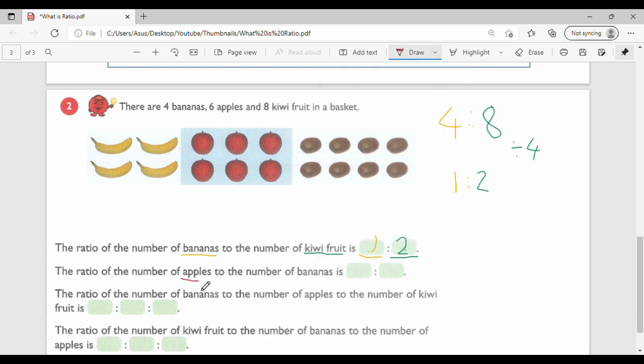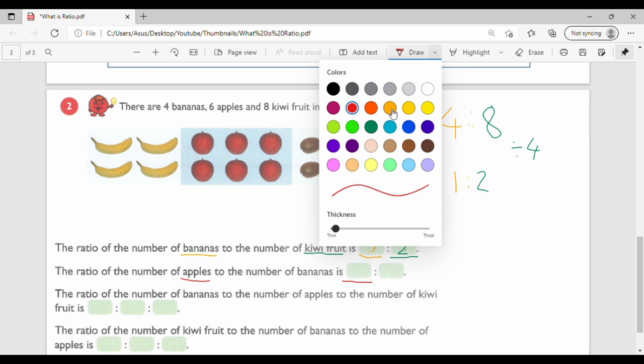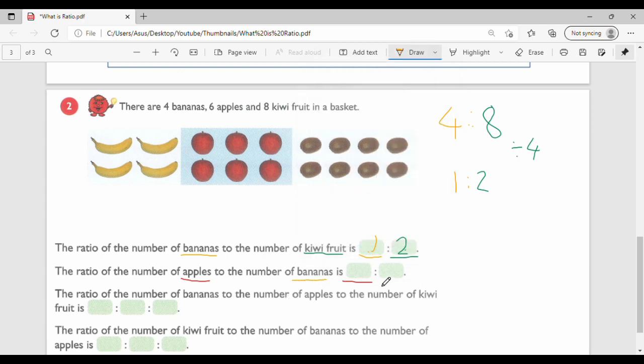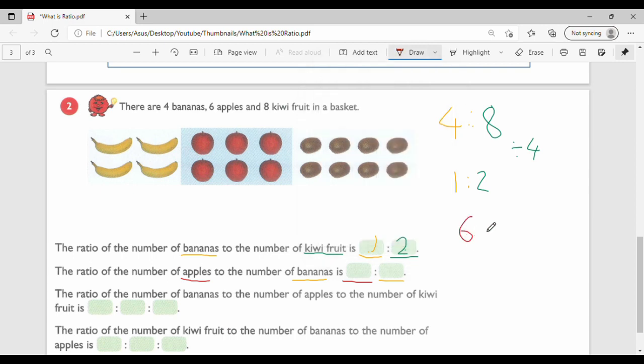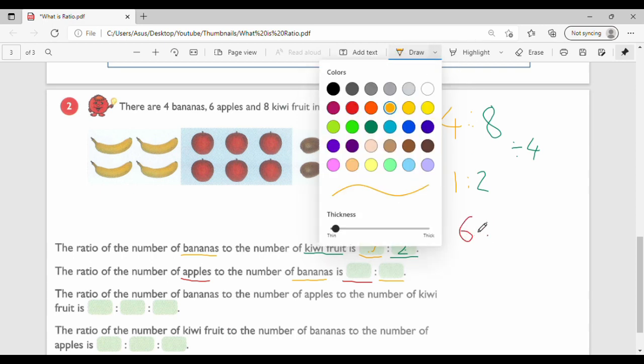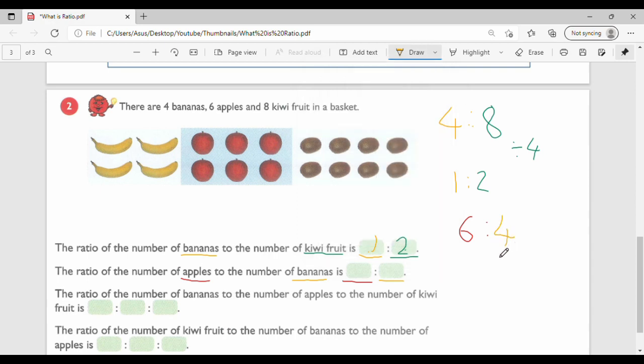The ratio of the number of apples to the number of bananas: we have apples as the first word in this sentence, so that's going to be the first number, and bananas is going to be the second amount. How many apples do we have? We have 6. And how many bananas do we have? 4. So what can we divide these 2 numbers by? We can divide them by 2. This will give us a ratio of 3 to 2.